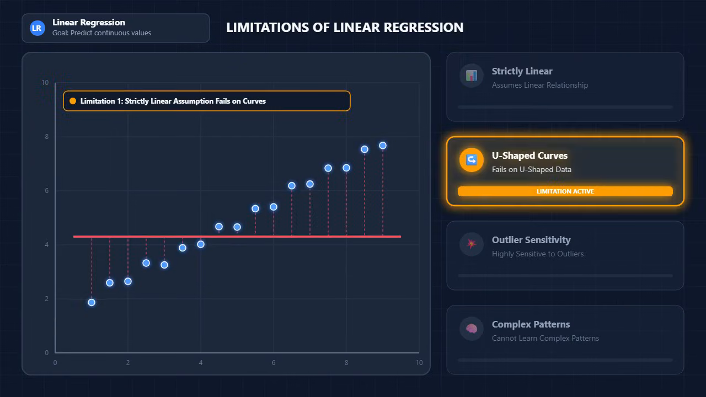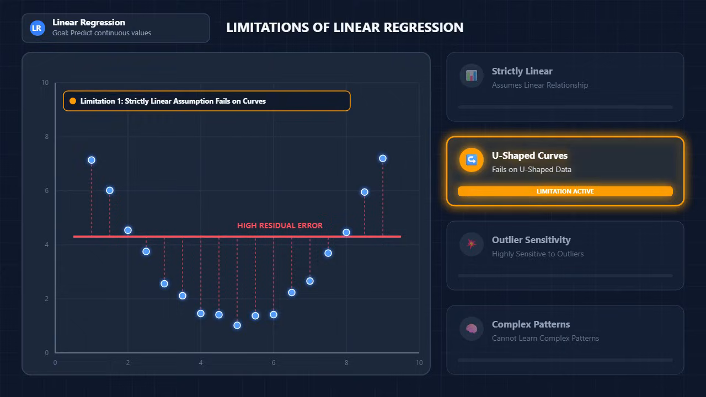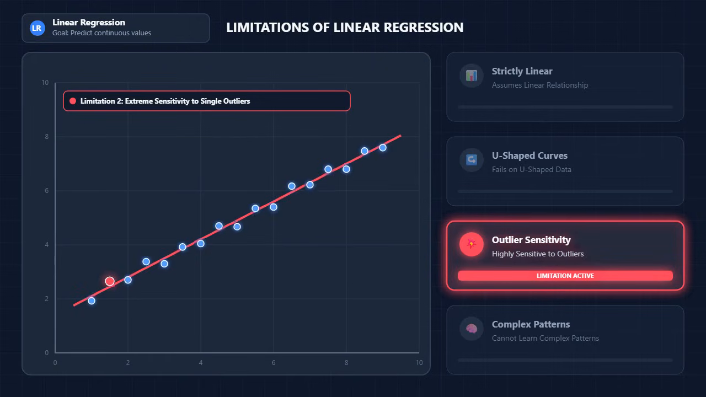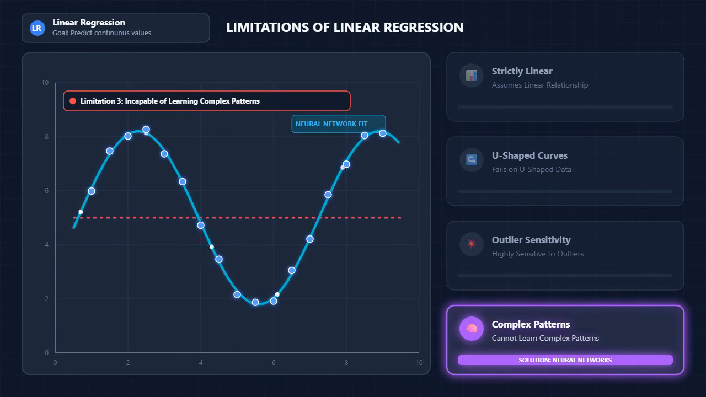It assumes a strictly linear relationship. If your data curves in a U-shape, it will fail miserably. It is highly sensitive to outliers. One crazy data point can drag the whole line away. It cannot learn highly complex patterns, which is why we have neural networks.